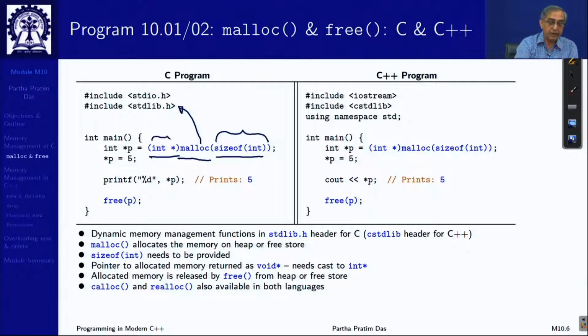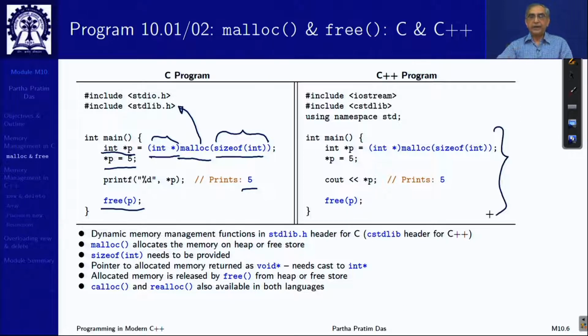So, I cast it to an integer pointer, and p is now a pointer to this dynamically allocated integer. By dereferencing, I assign a value 5 to that, I print it, I can see. Once I am done, I can free this memory back to the system by calling free on this pointer p. Exactly the same code can be written in C++, only you need to change the naming of the header.